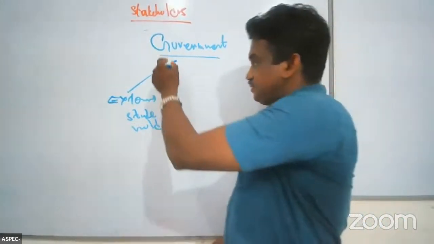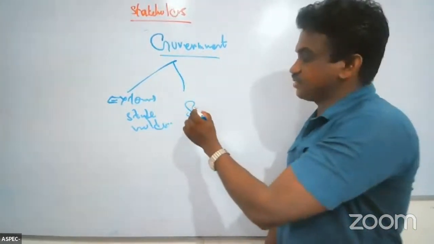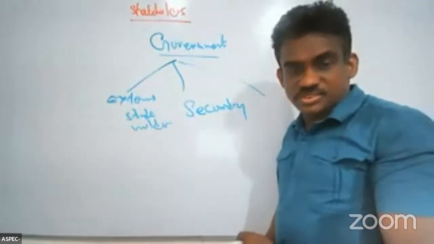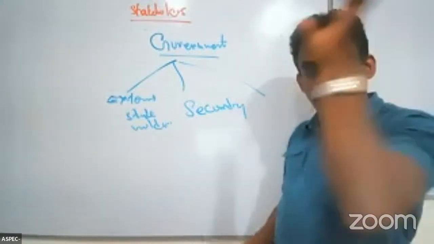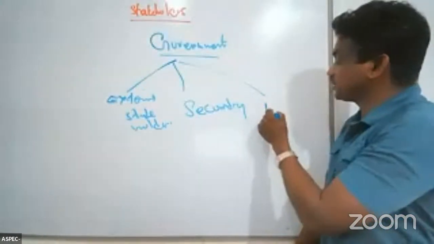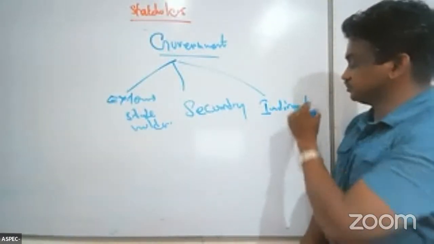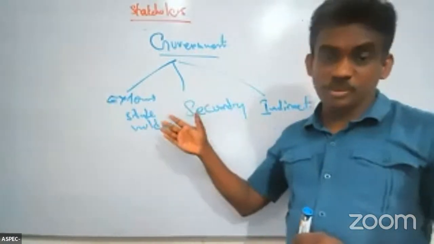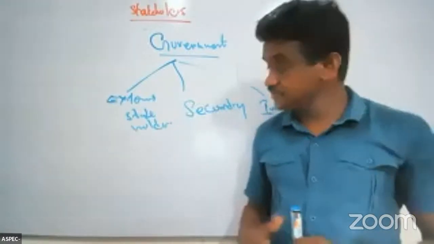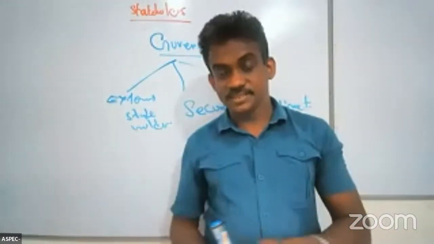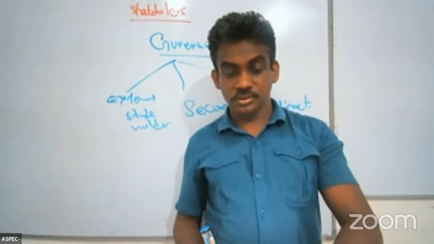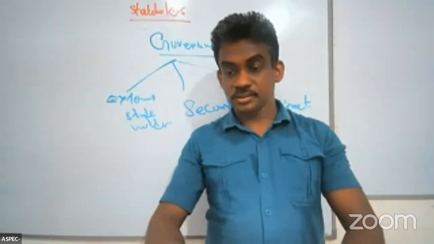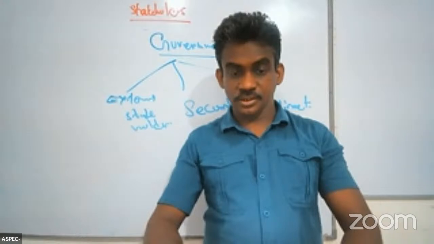Then, secondary stakeholder: indirect, not directly involved in the business activities, but indirectly influencing the business. You can see that government plays a major role in the business industry. We have to consider government policies, right? Government policies.